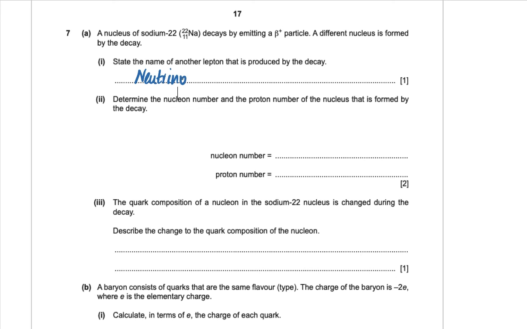Part 2, determine the nucleon number and the proton number of the nucleus that is formed by the decay. So this is the equation for the reaction for this sodium-22. It undergoes beta plus decay. It forms a positron with 0 and plus 1. A positron carries a mass of 0 and a charge of plus 1. So this plus another particle that it forms carries a mass of 22 again, and a charge of 10, because you have to conserve both the charges and the mass. So 22 plus 0 gives 22, 10 plus 1 gives 11. So the nucleon number is 22 with a proton number of 10.